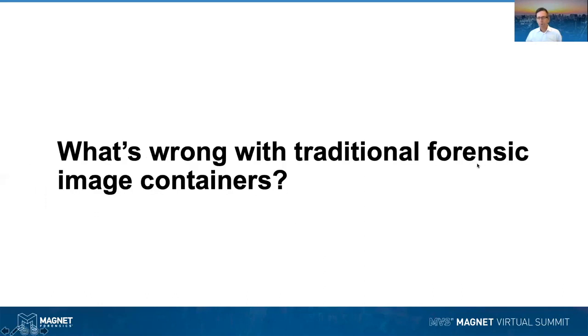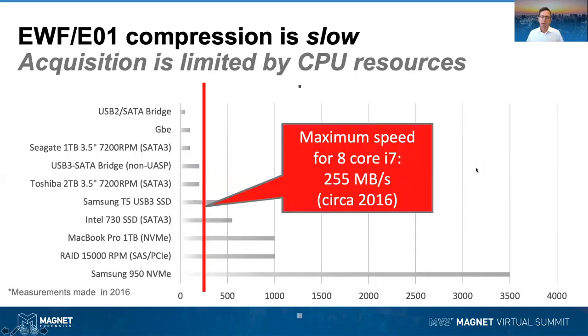So what is wrong with traditional forensic image containers? By forensic image containers, I'm talking here about what we typically refer to as an EWF or E01. They're compressed containers, as well as RAW, also known as DD. The first thing that's wrong is that with EWFs, E01s, they're actually quite expensive in terms of CPU time. So if you have a disk that's fast enough, you can end up being limited by the CPU.